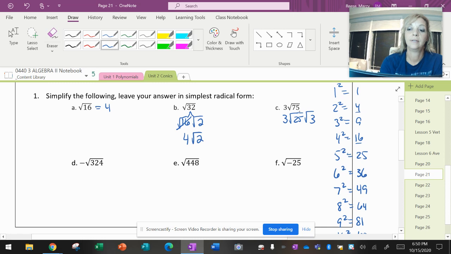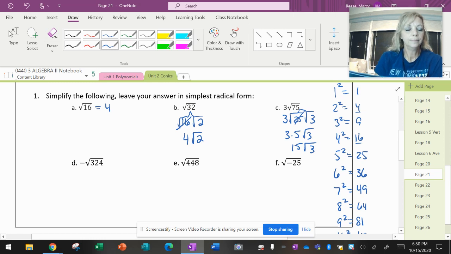Okay, I did 75. I broke it down into the radical 25 and 3. And the square root of 25 is 5. And then that 5, when I take the square root of 25, it comes out. It multiplies by the 3 that's already out there. And I get 15 radical 3. That radical 3's got to stay inside because it's not a perfect square.